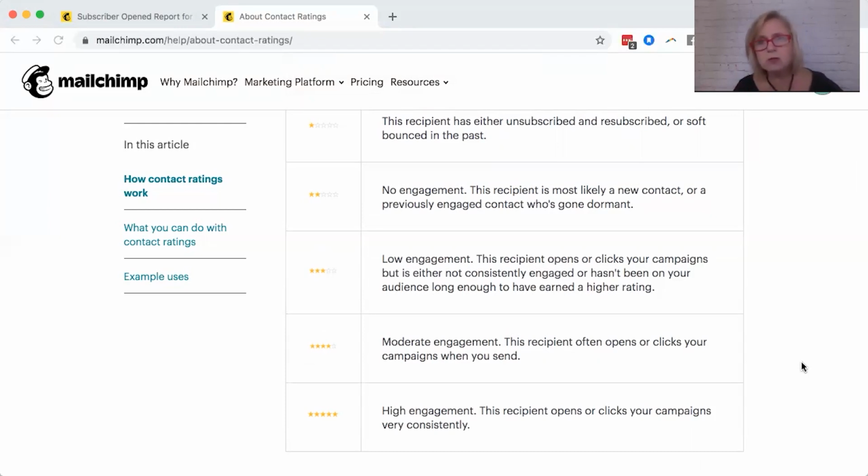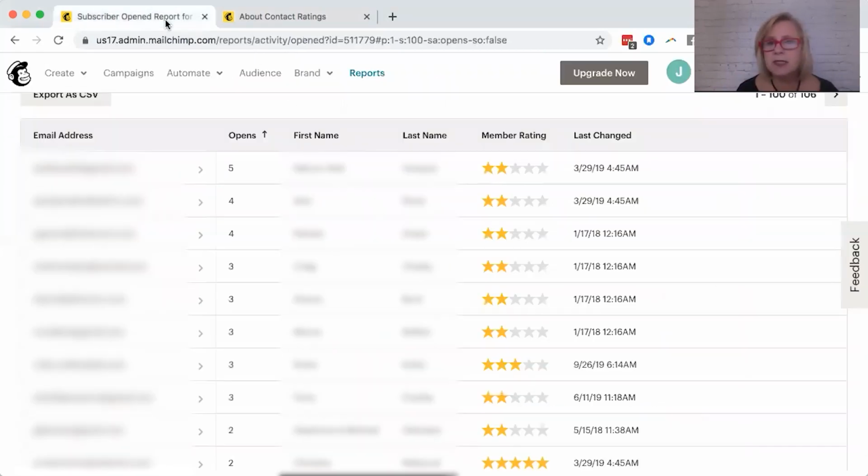So 2 stars, no engagement. 3 stars, low engagement. They open or click your campaign, but not consistently. 4 stars, they often open or click your campaigns when you send them. 5 stars, this person opens or clicks your campaigns on a very consistent basis. So it's kind of nice to have that little ranking here.